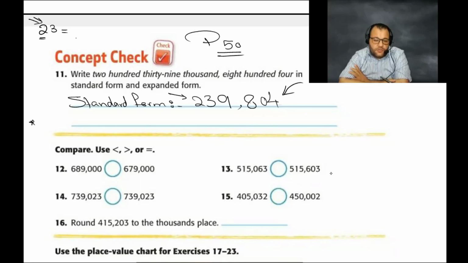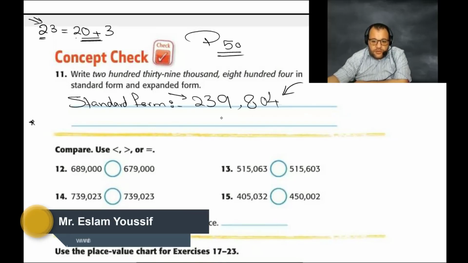The place value of 2 is 10, so the value of 2 will be 20. And in the ones place, the value of 3 is 3. So this form is called the expanded form. By giving the value of each digit, then we add them. So the expanded form is the sum of the values of each digit. Okay? So can you solve with me the expanded form of this number by giving the value of each digit or not?